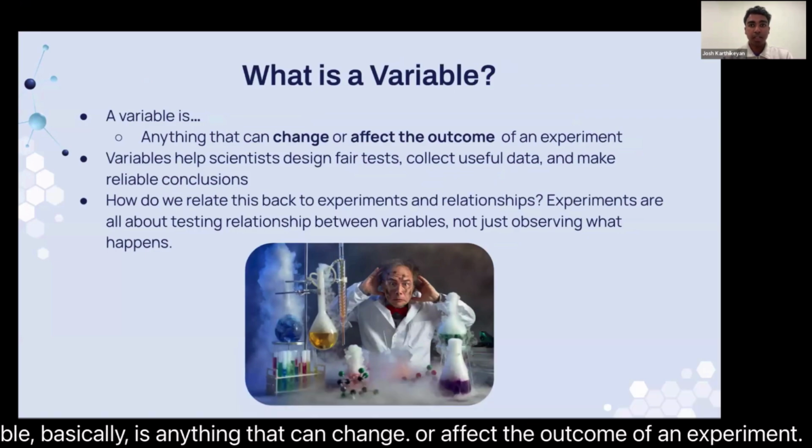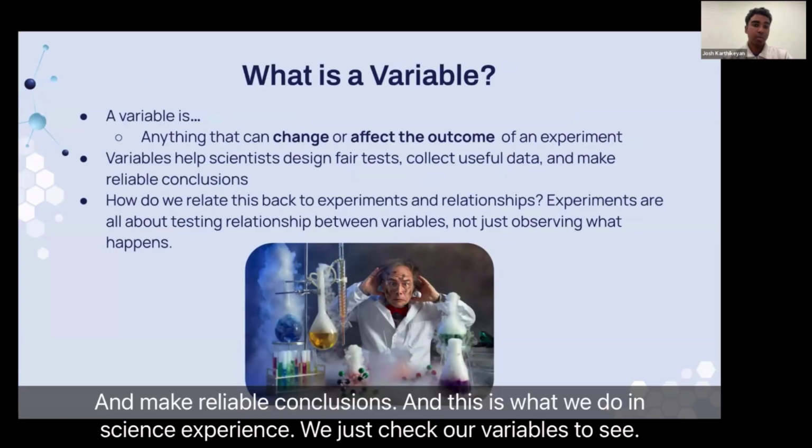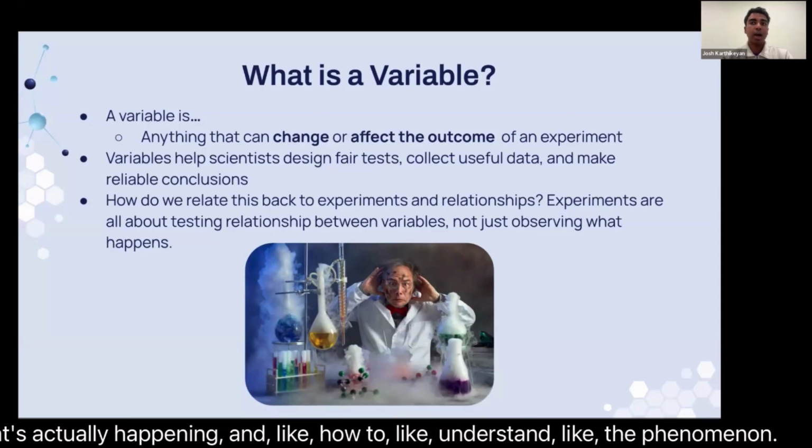A variable basically is anything that can change or affect the outcome of an experiment. So we use variables to design tests, collect useful data, and make reliable conclusions. And this is what we do in science experiments. We just check our variables to see what's actually happening and how to understand a phenomenon.